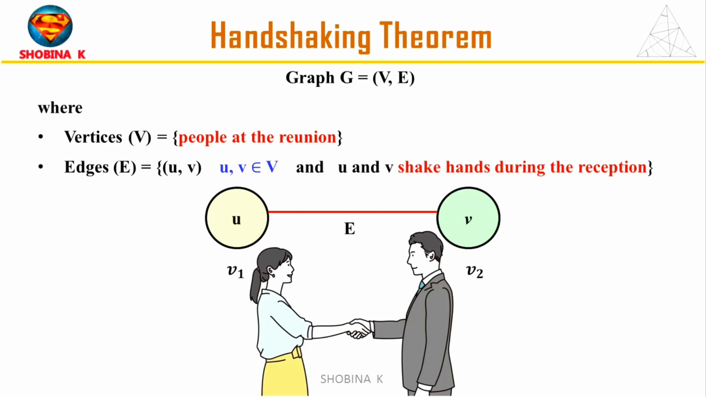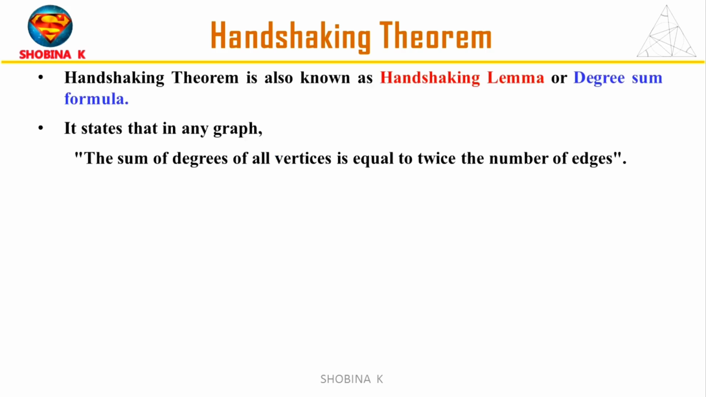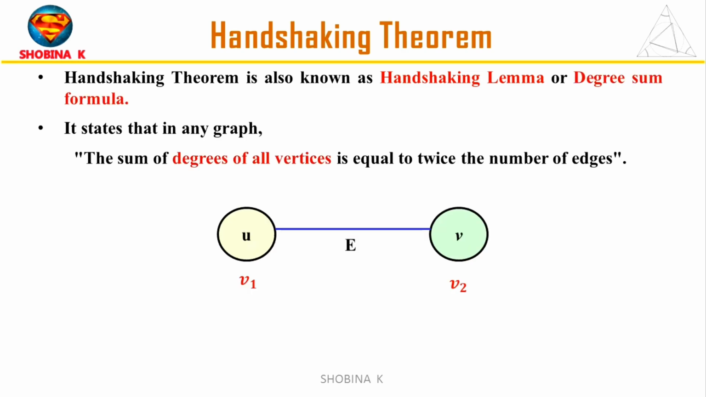Now let's understand the theorem. The handshaking theorem is also known as the handshaking lemma or degree sum formula. It states that in any graph, the sum of degrees of all vertices is equal to twice the number of edges. In this graph, we have two vertices u and v and one edge connecting them.